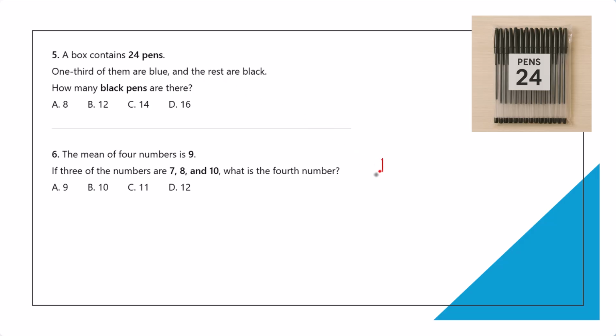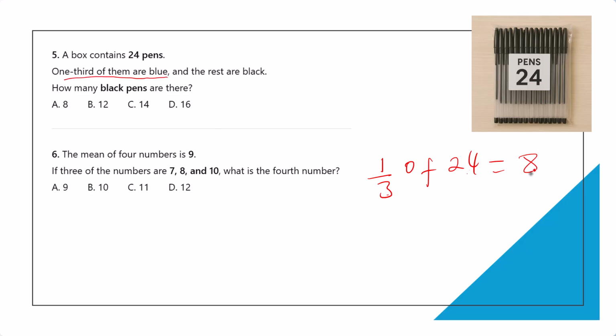What we can do is get 1/3 of 24 pens. We divide 24 by 3. If you divide 24 by 3, you get 8. But that's 1/3. All right, that is blue.